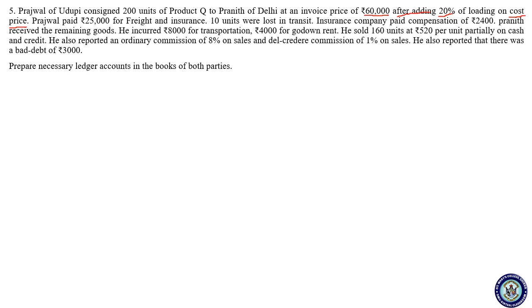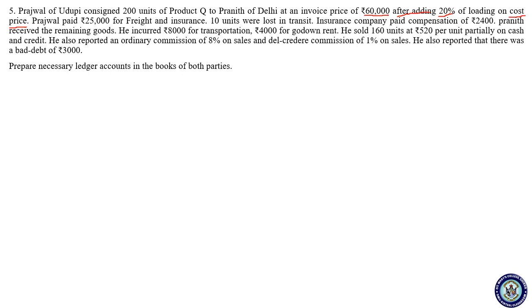So 60,000 is the invoice price. It is inclusive of 20%, meaning 20% is already added to that. You have to calculate what the cost price is. Why do we calculate the cost price? To calculate the value of abnormal loss, because abnormal loss is valued at cost price. Okay, next.